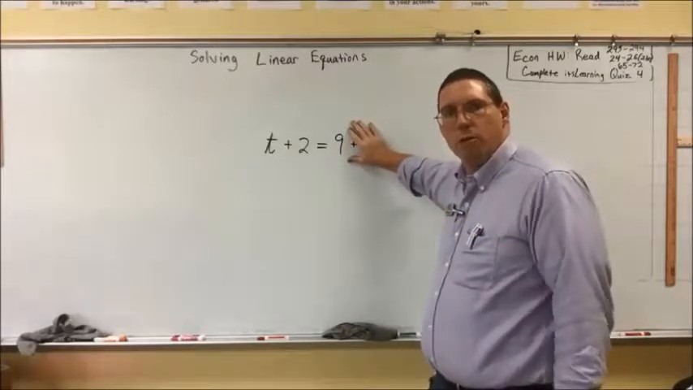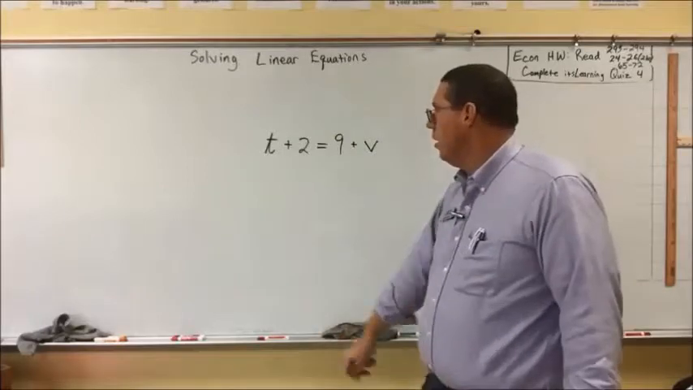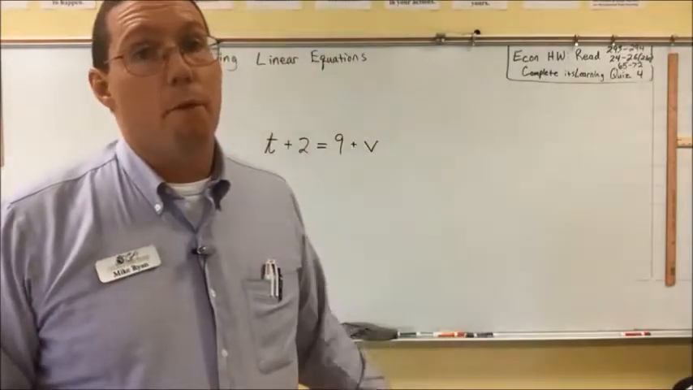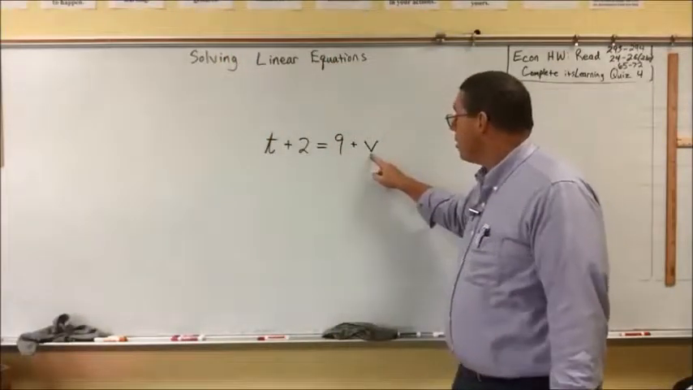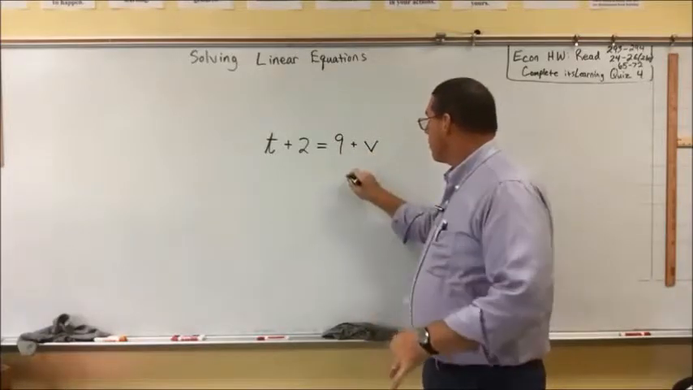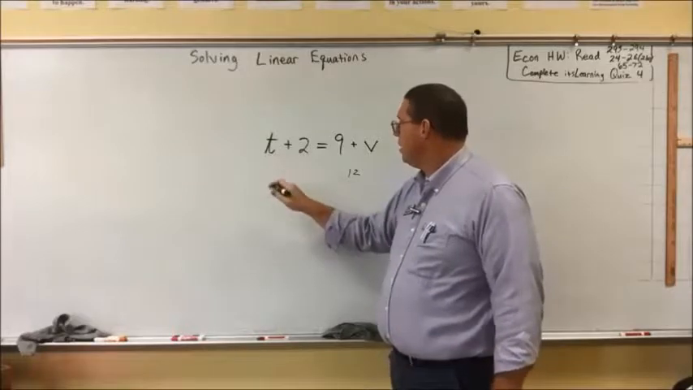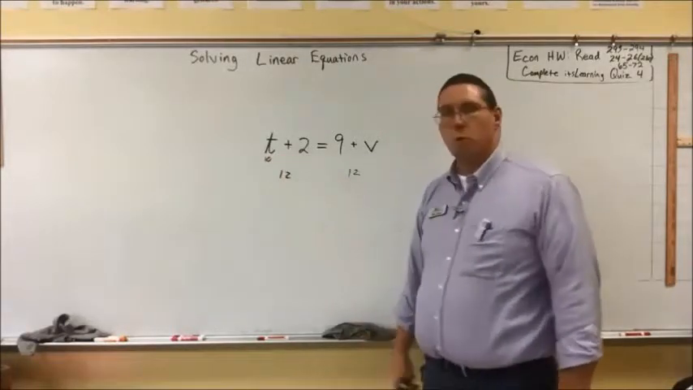Only one solution. But when we put a second variable in this equation, we now have an infinite number of solutions. For example, let's say that v was equal to 3. 9 plus 3, that's 12. This would have to be equal to 12 also, so t would be equal to 10, because 10 plus 2 is also 12.